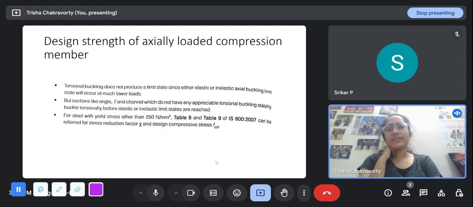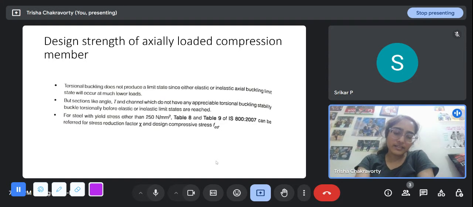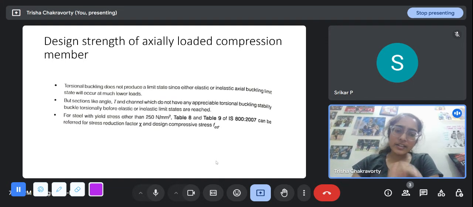Now we look at the design strength of axially loaded compression member. Torsional buckling does not produce a limit state, since either elastic or inelastic axial buckling limit state will occur at a much lower load. This is a practical consideration. In theory, torsional buckling may occur, but we do not consider it here because from experience we know that the elastic or inelastic axial buckling limit will be much lesser.